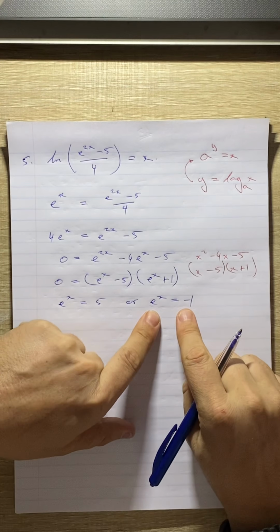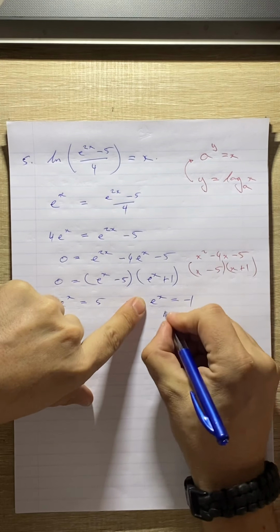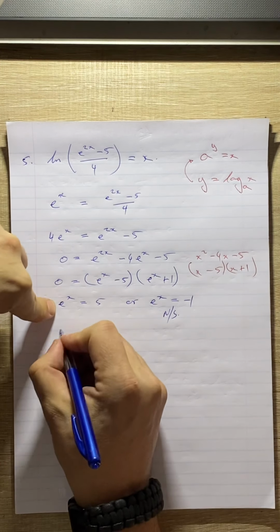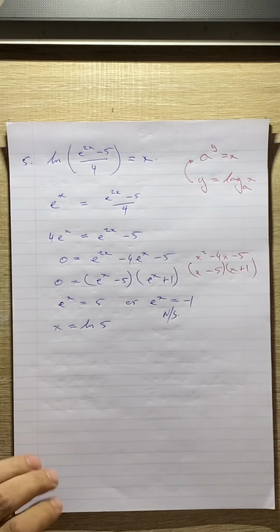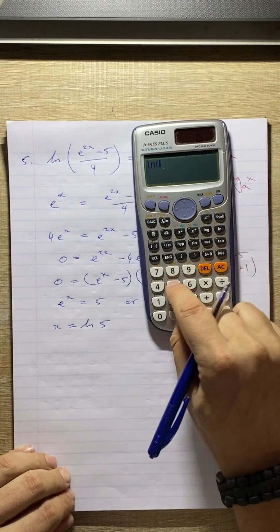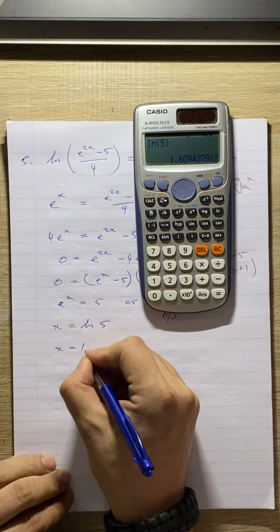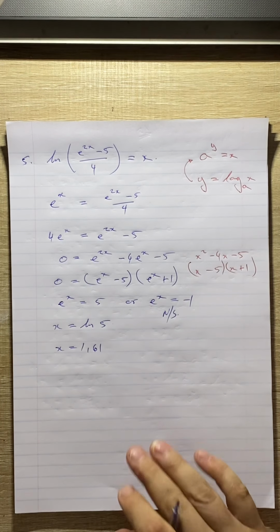So this is very similar to that previous example where we have a positive number equals a negative. We cannot have that, so that's no solution. The only one we can have is this. So here we'll get x is equal to ln 5. You can put that on the calculator, ln 5, and we get x is equal to 1,61 to 2 decimal places. All right, example 6.